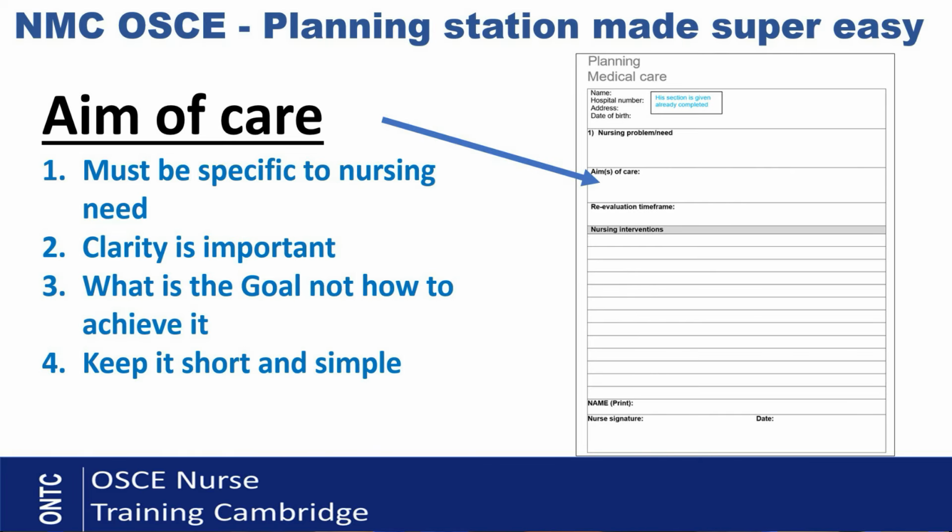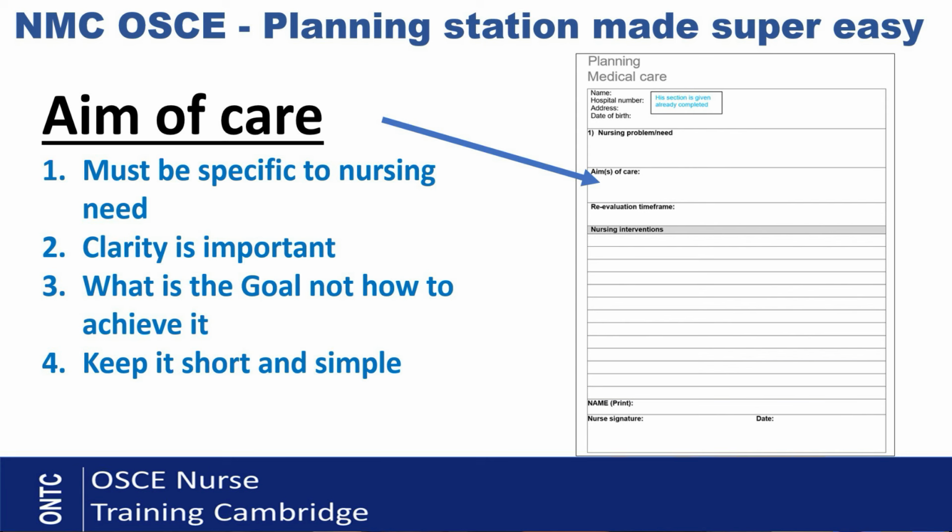Going on to the next screen now, aim of care. So what is aim of care? What you're supposed to write here? Aim of care is a simple word, it is the goal. It's the goal you want to achieve for that particular nursing need. So how do you want that nursing need to be sorted out? So what is your goal?